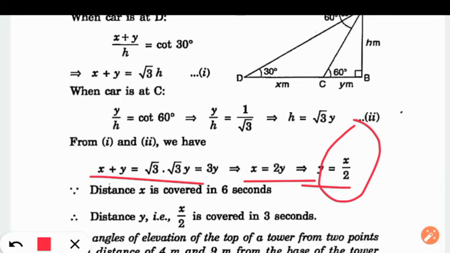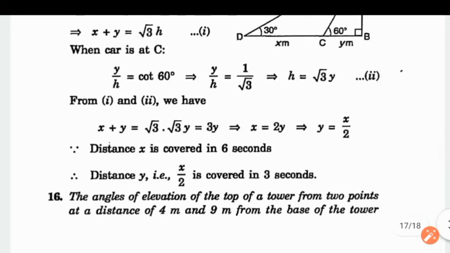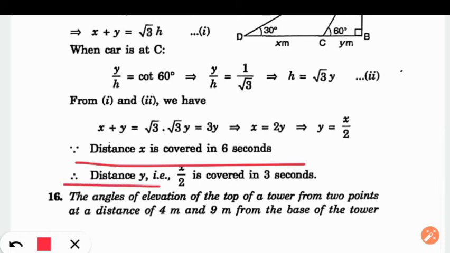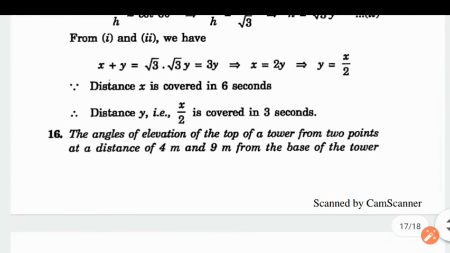That means to travel from D to C, that is x distance, the car takes 6 seconds. Now, to travel C to B, which is half of x, it will take 3 seconds, half of 6. So, since distance x is covered in 6 seconds, distance y, that is x by 2, is covered in 3 seconds. Done.